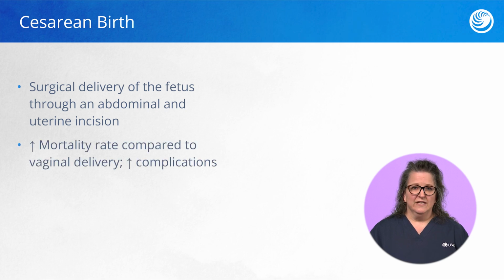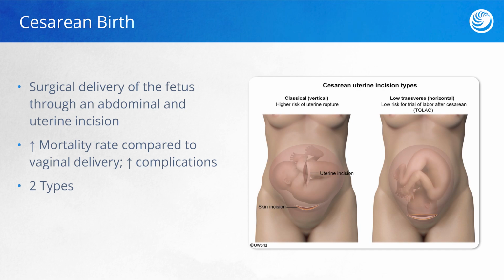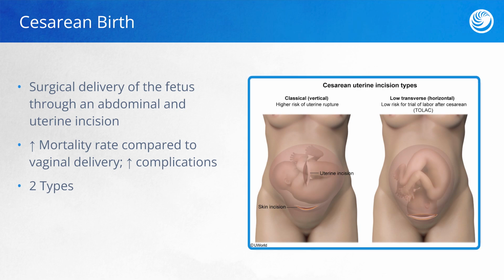Birth by cesarean increases the mortality rate when compared to vaginal delivery, and there is an increased risk for complications. This client is at risk for infection, blood loss, will have a longer hospital stay, and future pregnancies may be affected. There are two types of cesarean birth, as seen in the image.